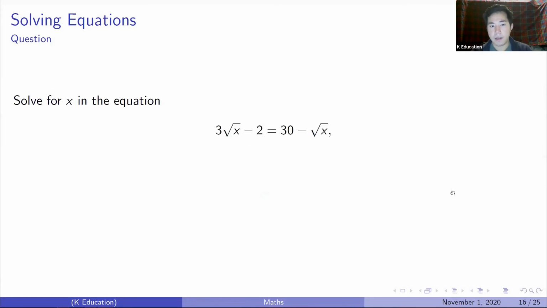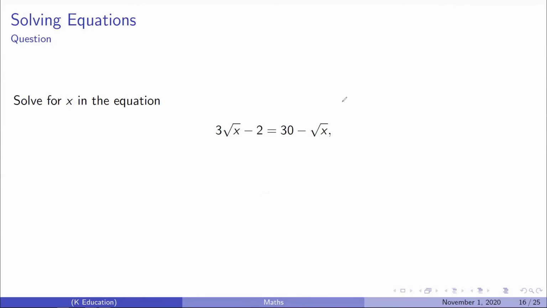So algebra is a bit more versatile than that. You can even deal with stuff like this where you have a square root of x. The key here is not to worry about the square root until the end. So Felicity, can you try it here?